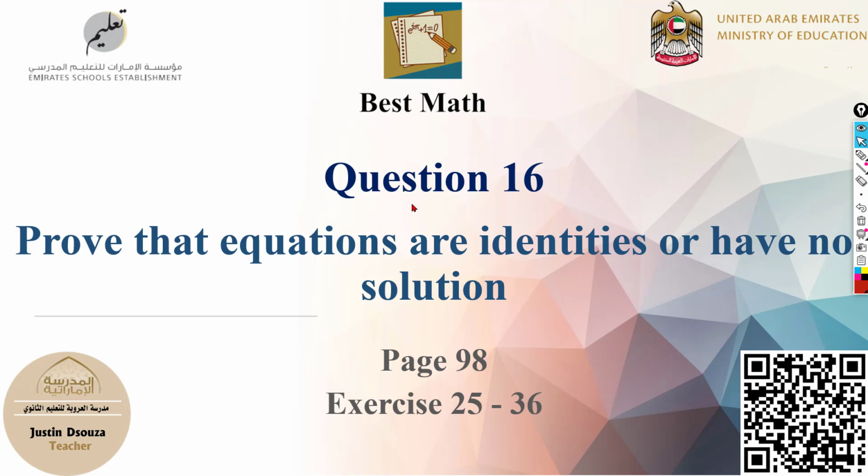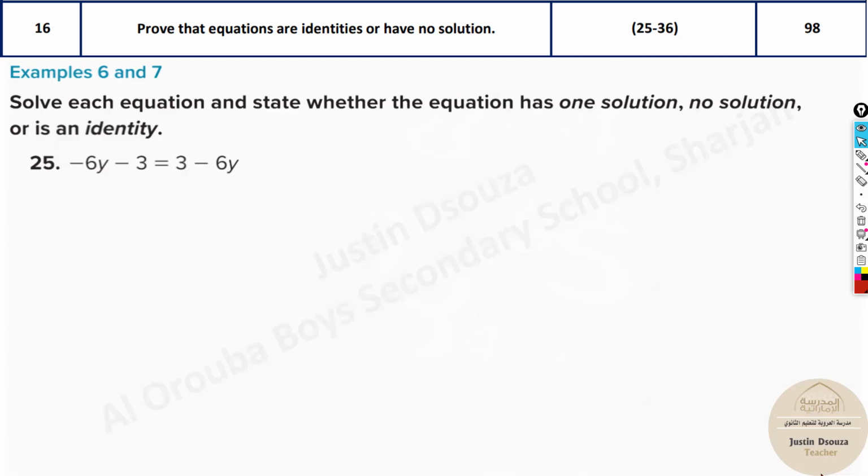Now the first question, that's the question 16 in the writing part, is to prove that equations are identities or have no solutions. Now the questions will be like this. Now if you do it in the calculator, what happens is you will get math error. You will get math error for both if it's an identity or no solution. I think you might get it for both. Anyways, we will check it in a while. But how you do it manually is very simple.